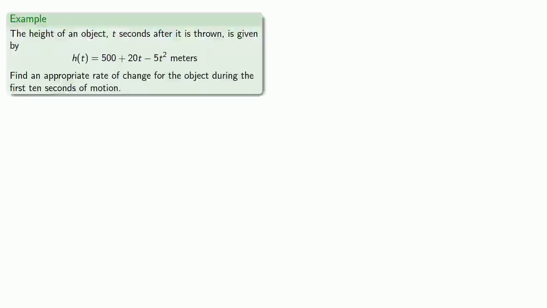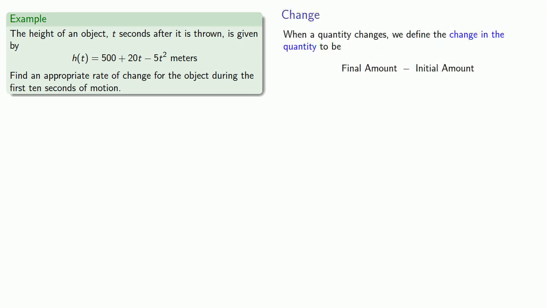Well, let's take a look at an example with an actual function. Suppose the height of an object, t seconds after it is thrown, is given by some function. Let's find the rate of change of the object during the first 10 seconds of motion. And so if we want to find a change, it's going to be the difference between the final amount and the initial amount. And here's an important idea: how you speak influences how you think. When we're calculating the rate of change, we are talking about amounts of something, but amounts of what? In this case, we're given a formula for the height of the object, so the only thing it would be reasonable to ask about is how the height has changed during those 10 seconds.